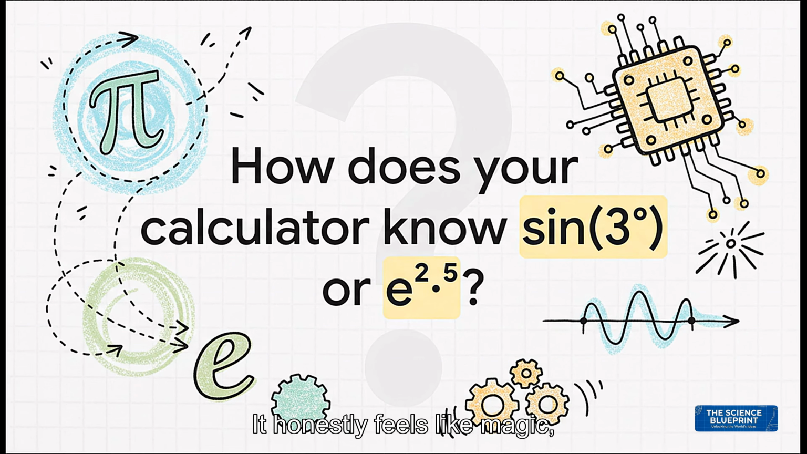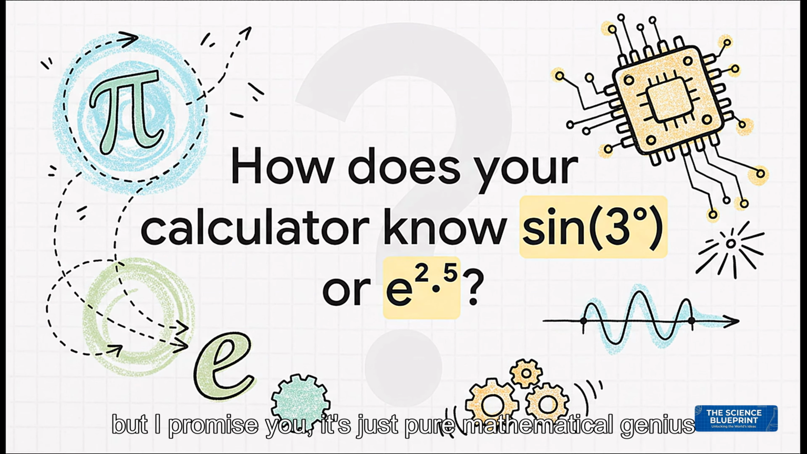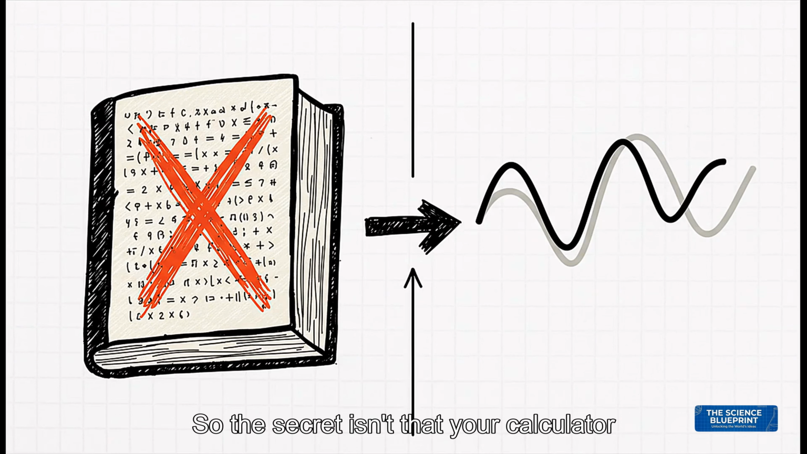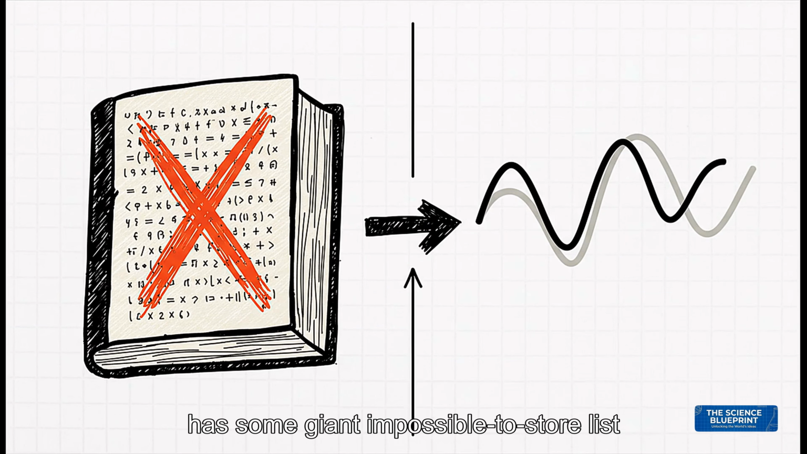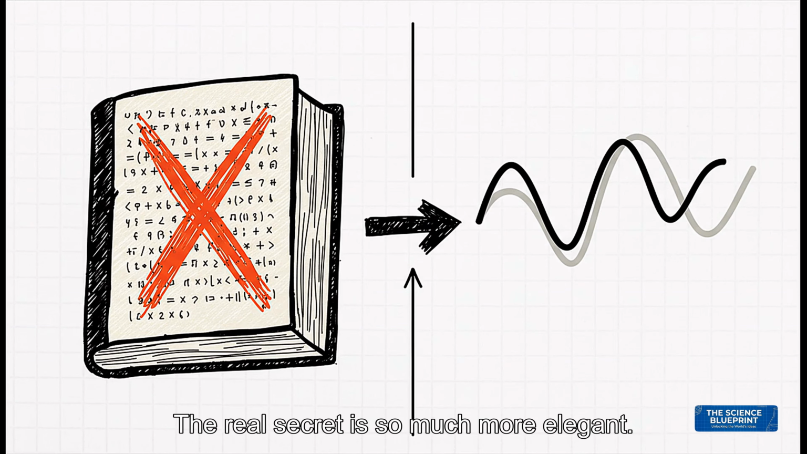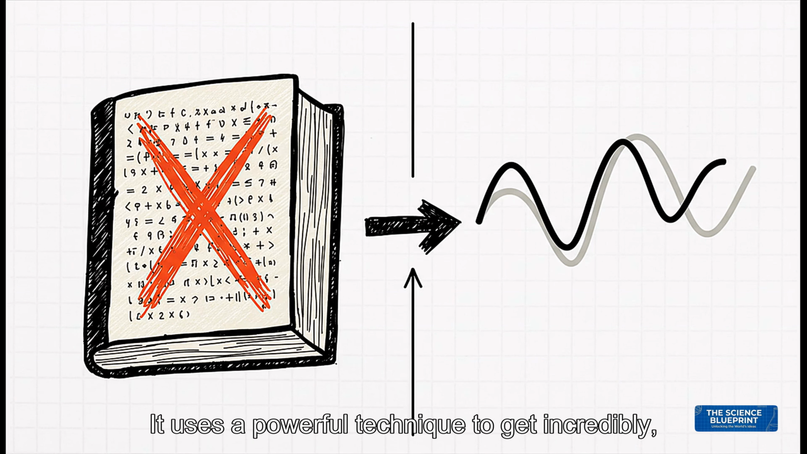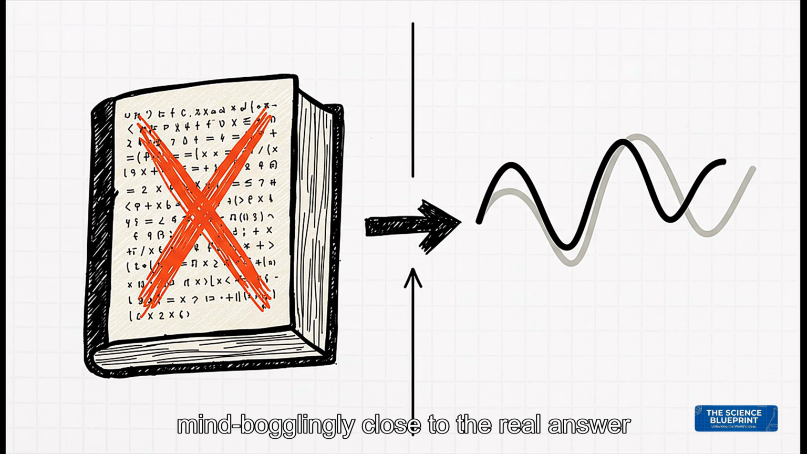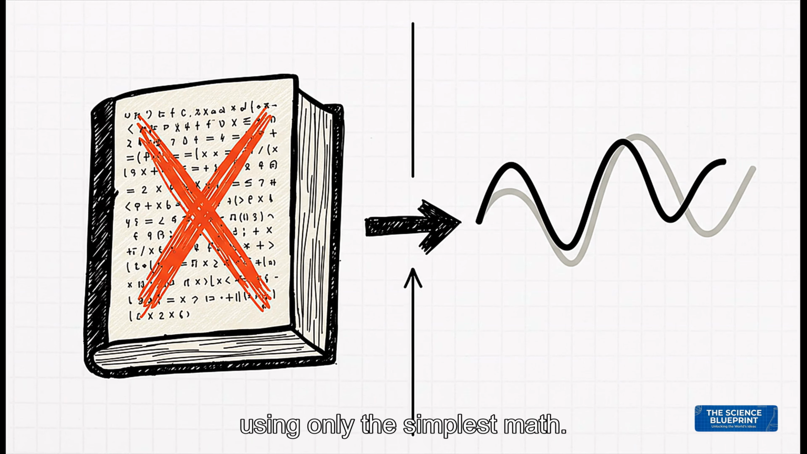It honestly feels like magic, but I promise you, it's just pure mathematical genius at work. So the secret isn't that your calculator has some giant, impossible-to-store list of every possible answer. No way. The real secret is so much more elegant. It uses a powerful technique to get incredibly, mind-bogglingly close to the real answer using only the simplest math. And that trick? It's called approximation.